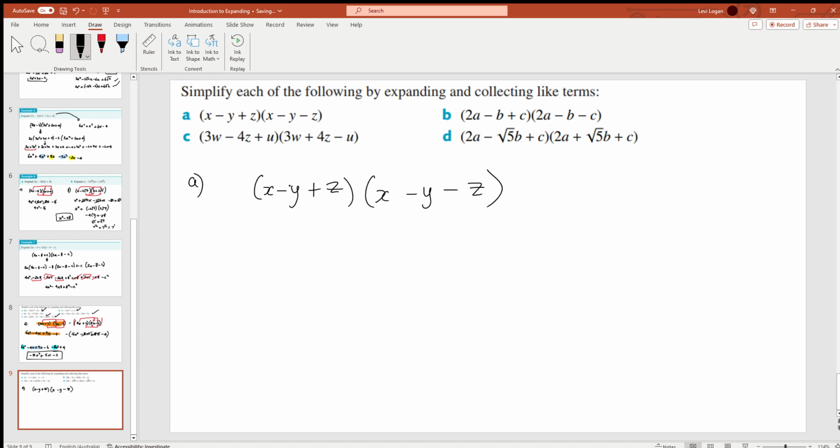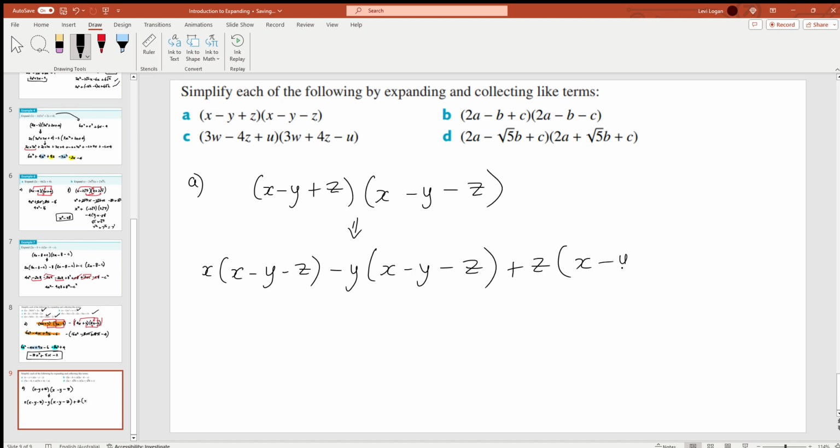So, what we want to do is, all this needs to be multiplied by this, so we multiply x by this bracket, negative y by this bracket, and positive z by that bracket. So in other words, we can rewrite it like this. So x times by x minus y minus z, minus y of x minus y minus z, plus z times by x minus y minus z.